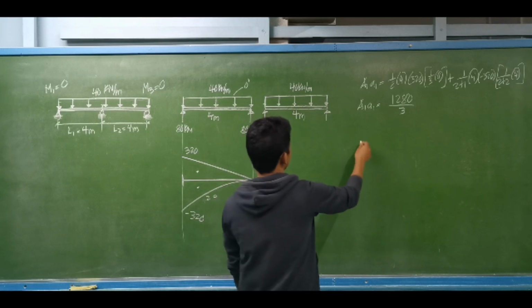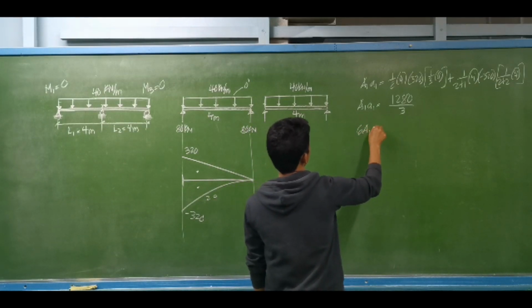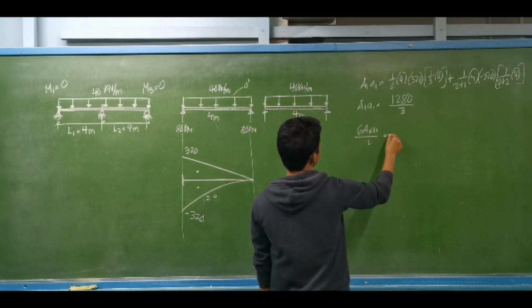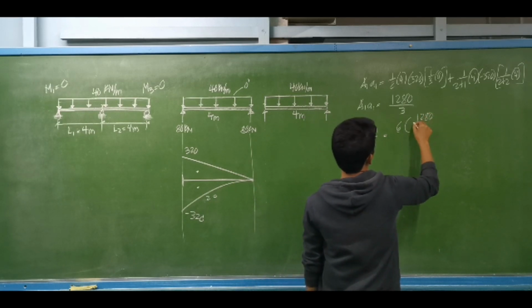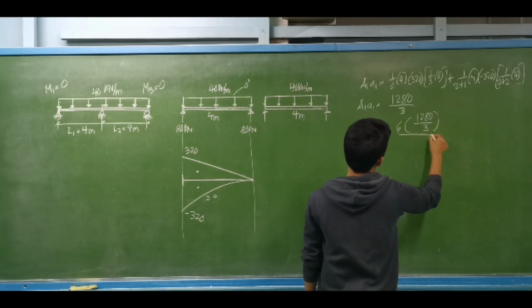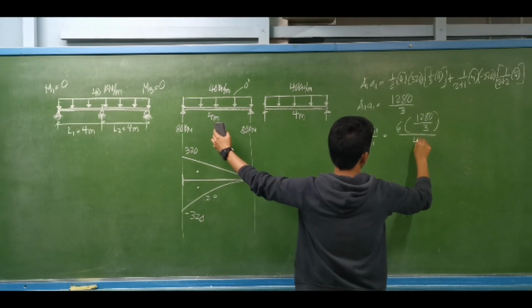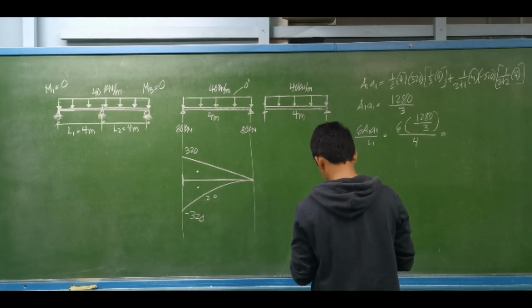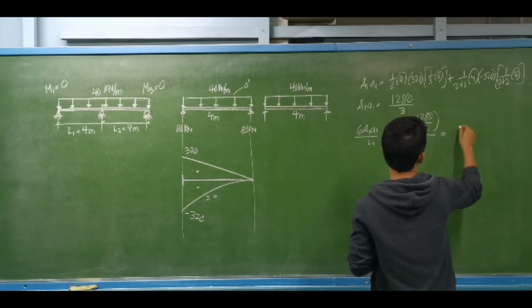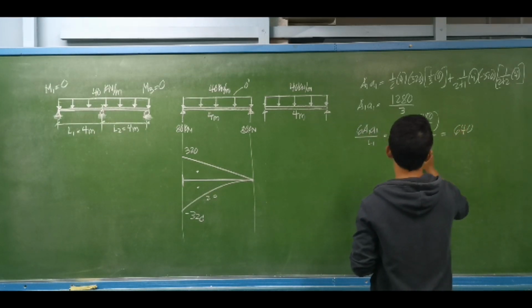So the equivalent of 6A1 over L sub 1 is 6 times 1,280 over 3, divided by the length of the first span, which is 4. That will be equal to 640.